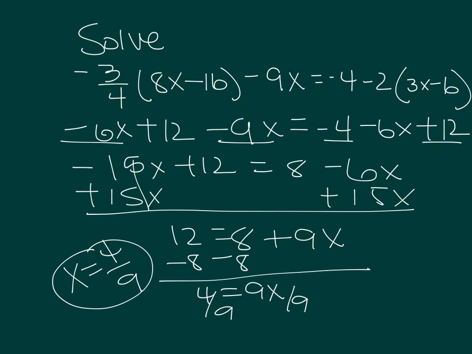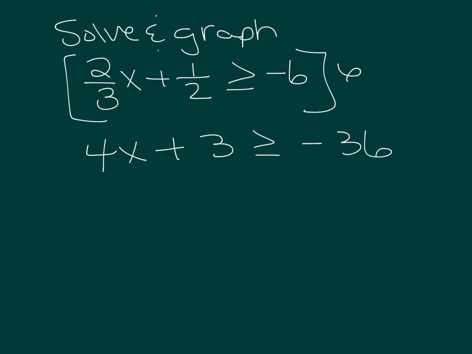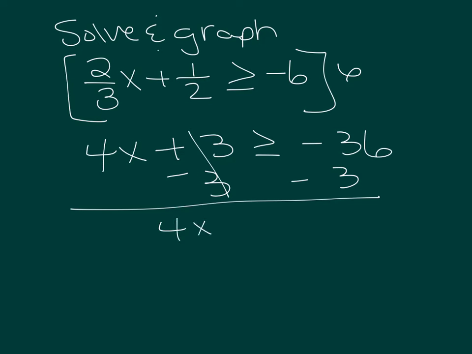Okay, number 2. So we have an inequality and it says to solve and graph it. So the first thing I'm going to do is eliminate the fractions. I forgot to tell you to pause the video and work it out and then start it again. I'm going to multiply both sides by 6, and we get 4x plus 3 is greater than or equal to negative 36. I'm going to subtract 3 from both sides, and we get 4x is greater than or equal to negative 39.